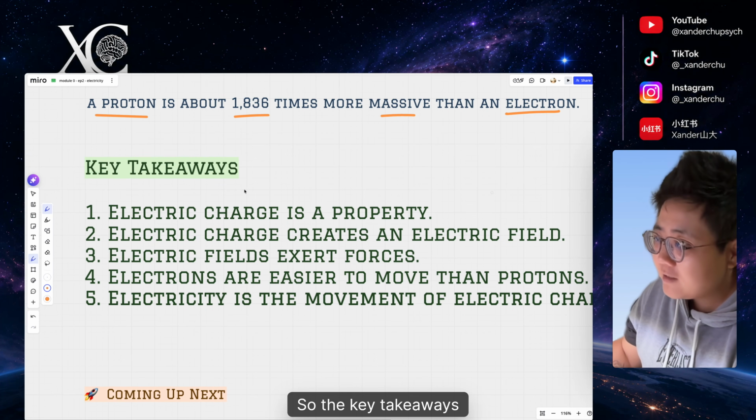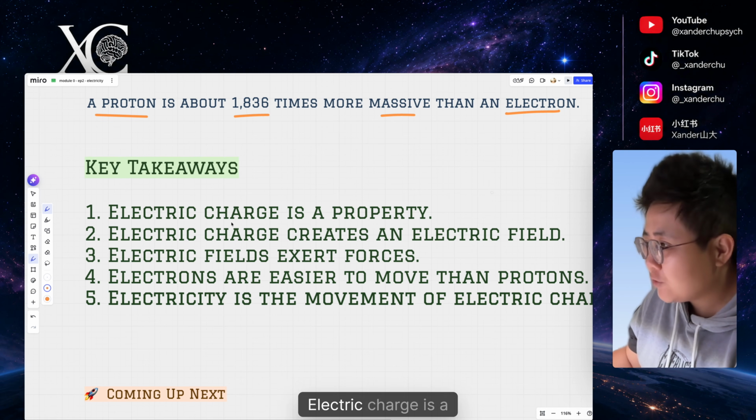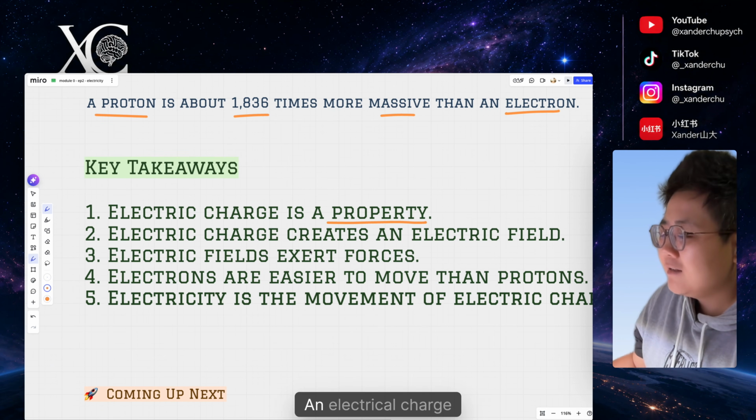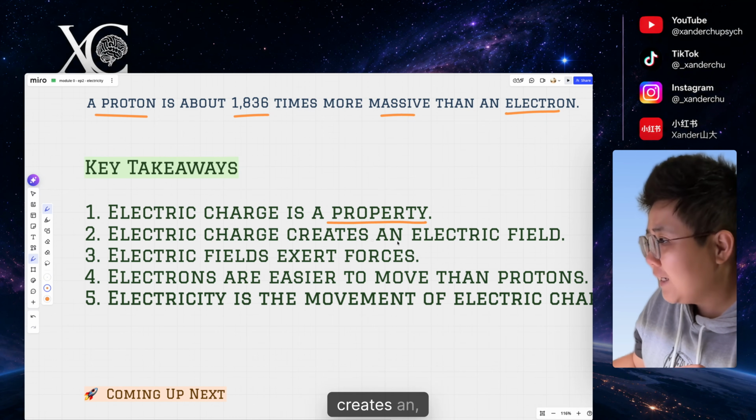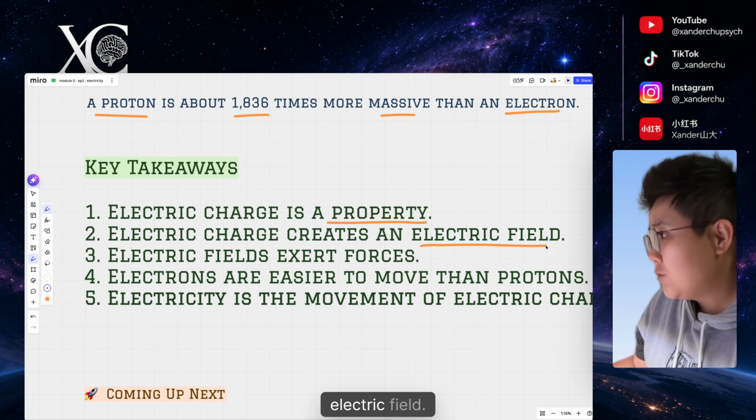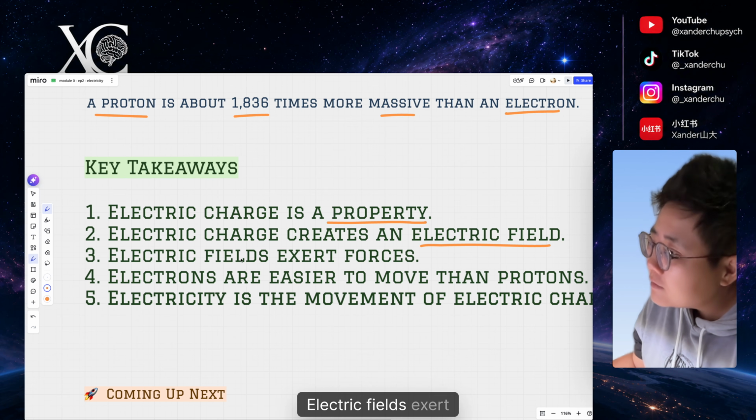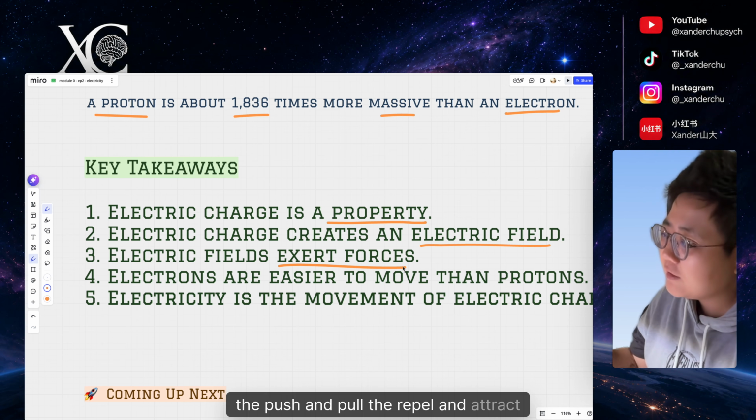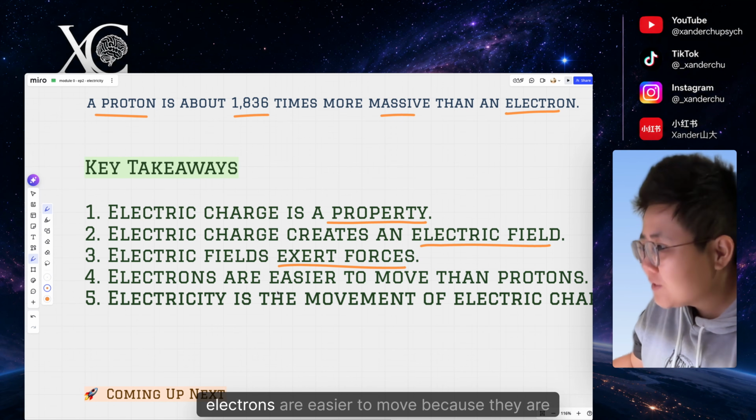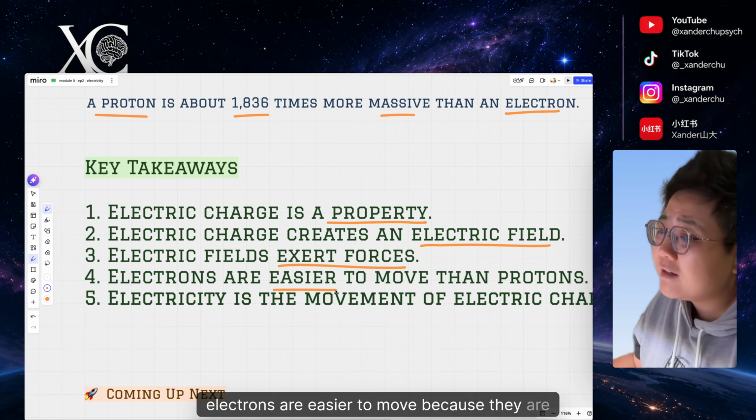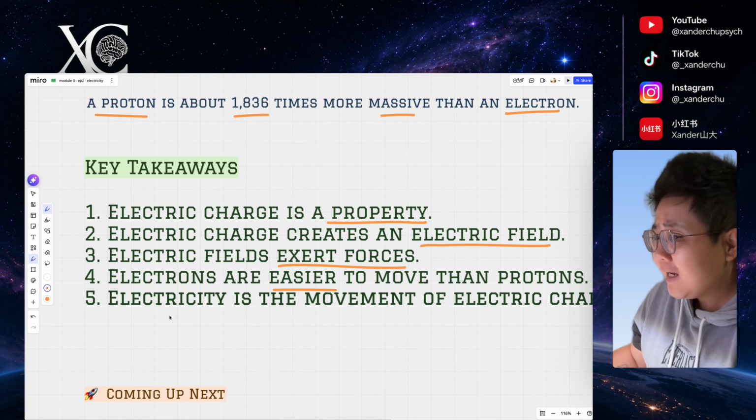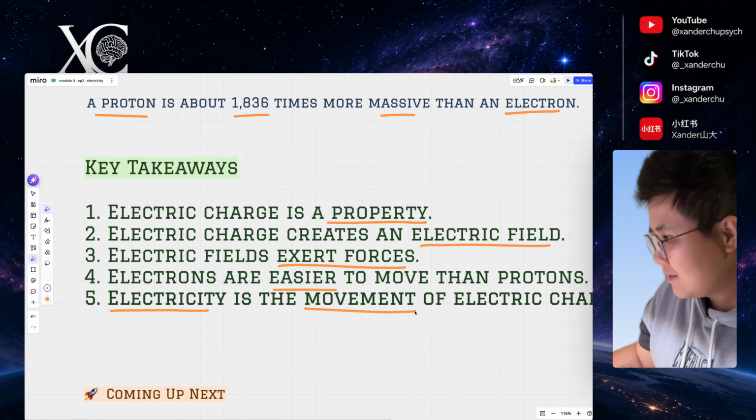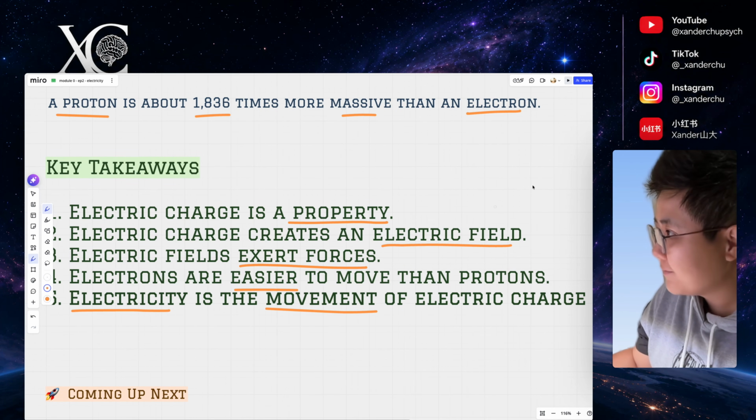So the key takeaways from today's episode: electric charge is a property. An electrical charge creates an electric field. Electric fields exert forces. Remember the push and pull, the repel and attract? Electrons are easier to move because they are lighter, much lighter. And electricity is the movement of electric charge.